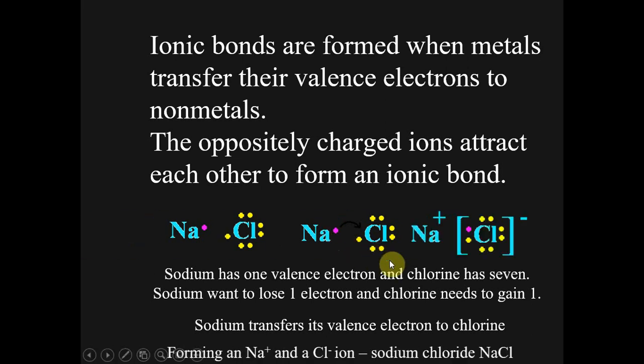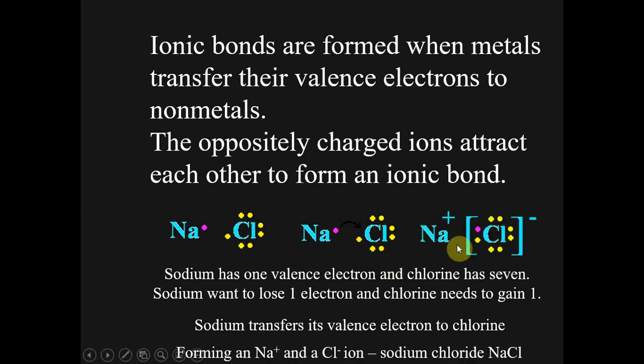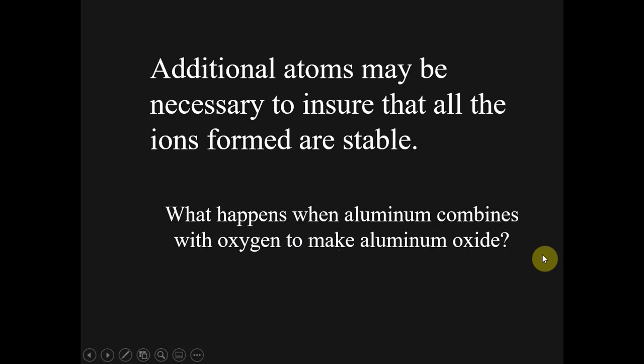Once that happens, we now have a situation where we've created a positive sodium ion, or a cation, and a negative chloride ion, or an anion. Now, for some situations, it may be necessary to transfer more than an electron, and it may be necessary to add additional atoms in order for the compound to be electrically neutral, because that's the bottom line: you have to have the cations and anions in a ratio that makes them electrically neutral. So the overall charge has to be 0.